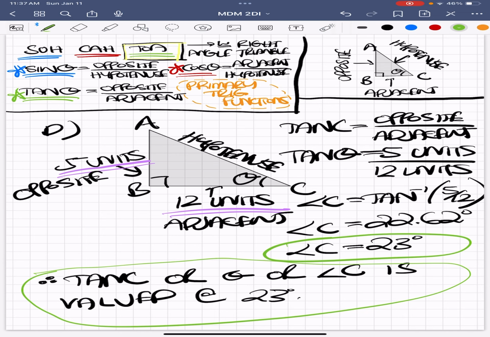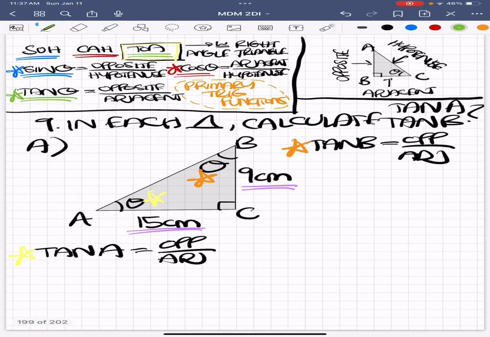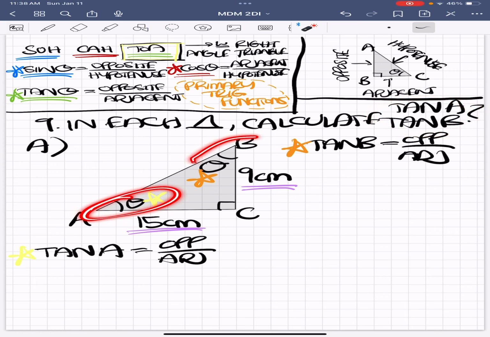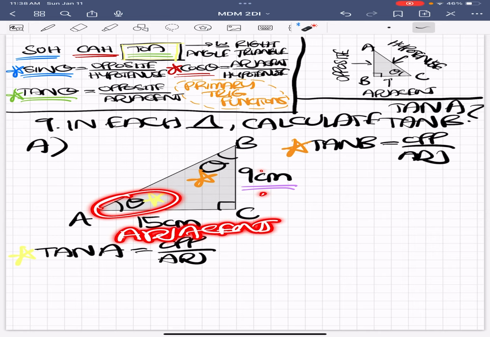Okay, so this one, we're going to be calculating in each triangle, calculate tan A and tan B. So, we're going to show you how to calculate tan A and tan B. It's a lot simpler than it seems, so just bear with me. So with tan A, right here, this would be the adjacent side, and this would be the opposite side for tan A.